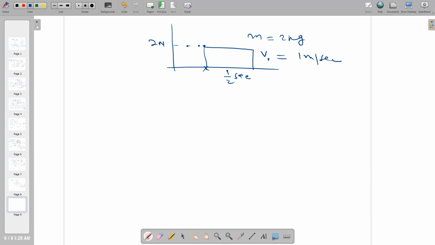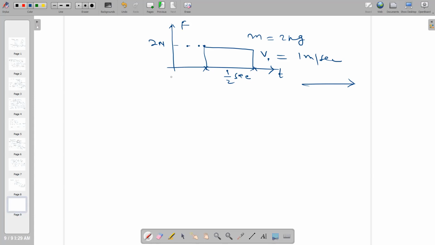Now the question is, a 2 kg object is moving to the right with a speed of 1 meter per second. When it experiences the force as shown in the diagram, with force here and time here, what is the object's speed and direction after the force ends? So surely the force ends here. We will find the direction and the speed. Okay.